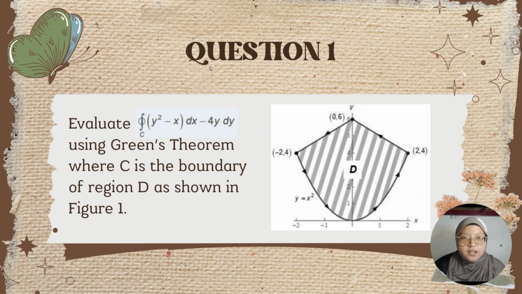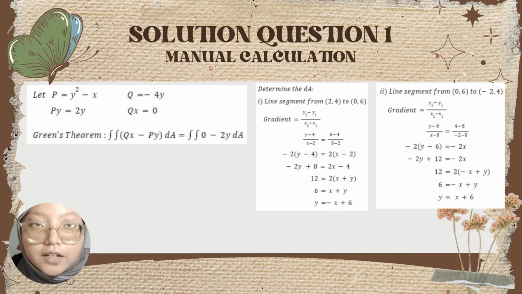So for question 1, it says evaluate the integral of (y squared minus x) dx minus 4y dy using Green's theorem, where C is the boundary of region D as shown in figure 1. First of all, we need to identify P and Q. So P is equal to y squared minus x and Q is equal to negative 4y. We differentiate P with respect to y, we get 2y, and the differentiation of Q with respect to x, we get 0. Then we put the values in Green's theorem formula, which is the double integral of Qx, which is 0, minus Py, which is 2y, dA.